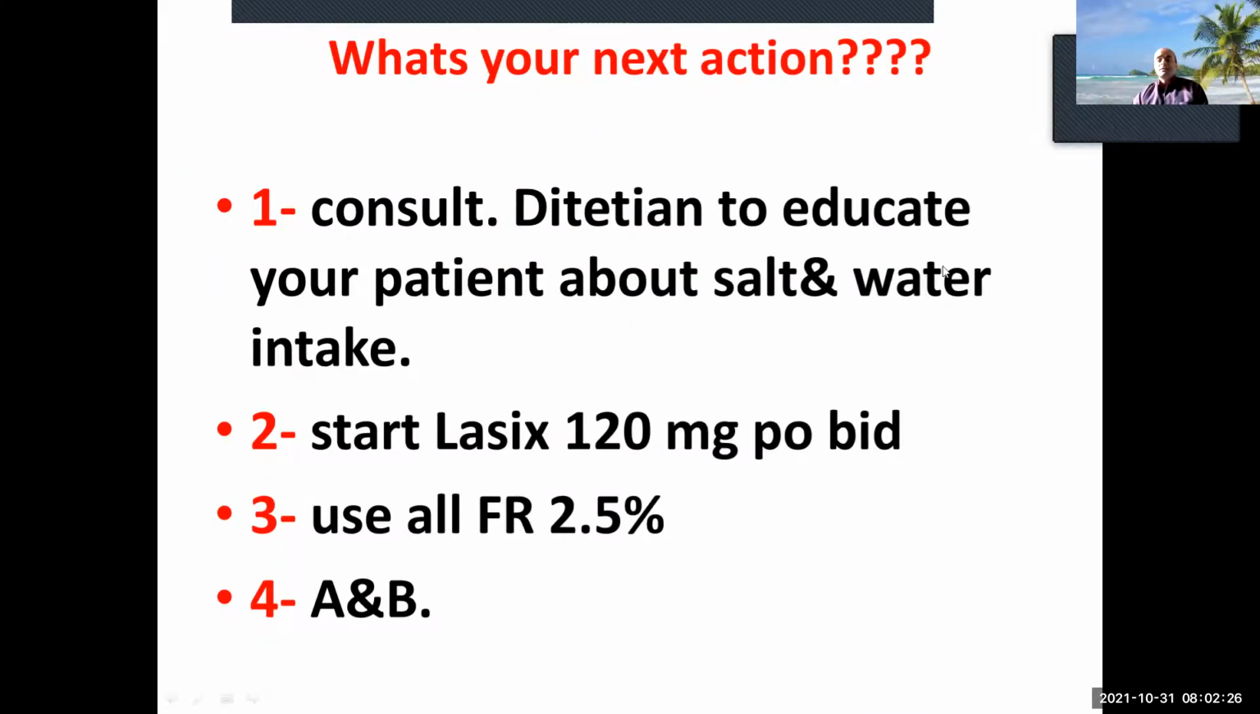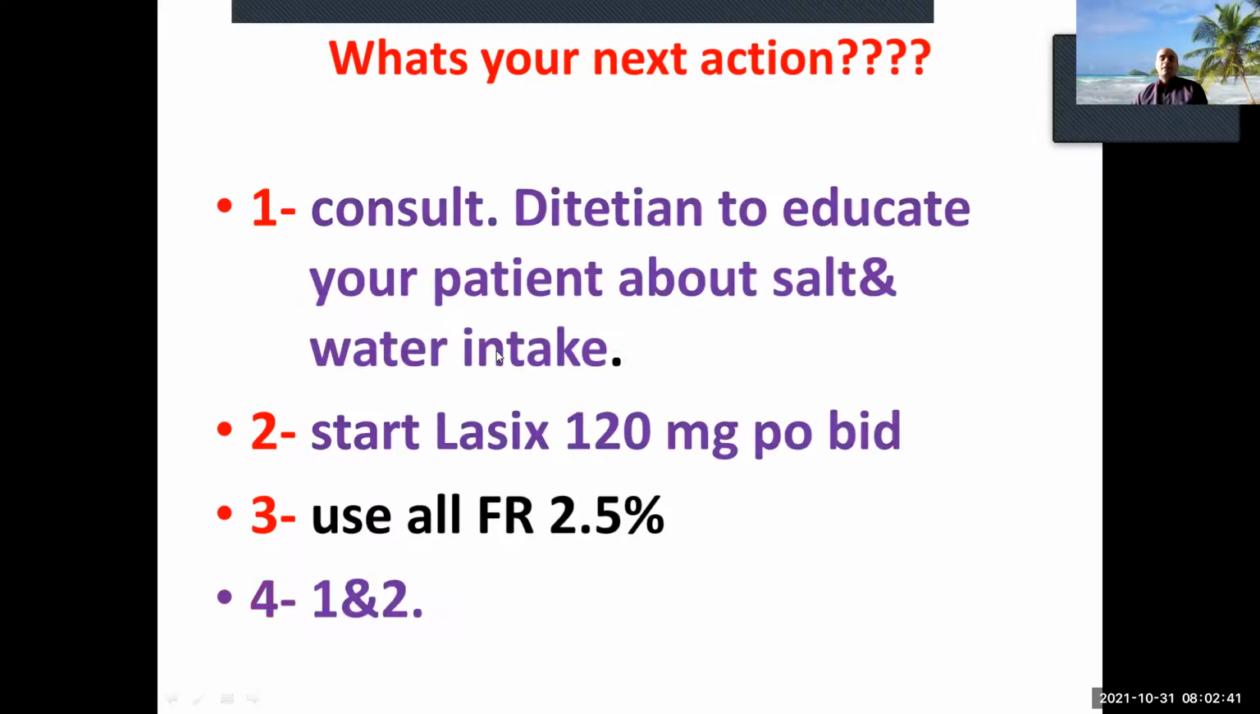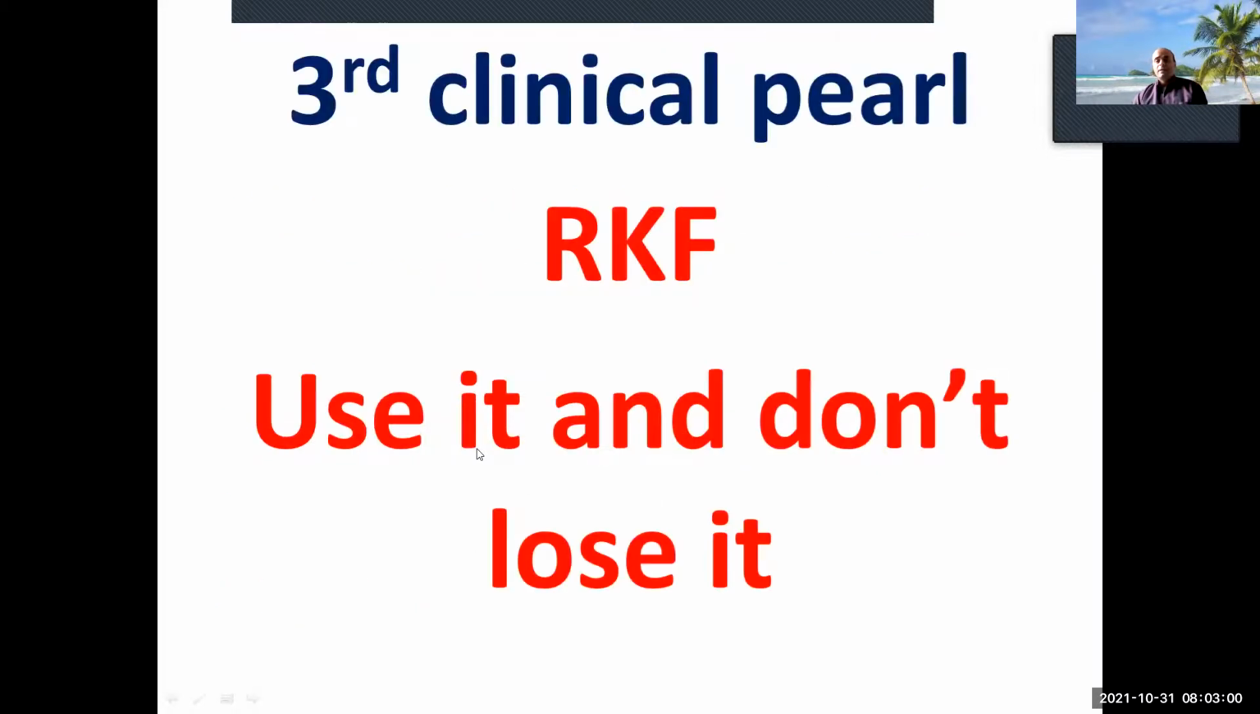You will consult a dietitian to educate your patient about salt and water, or you will start Lasix, or you will use all fluid regimen 2.5%, or A and B, or 1 and 4. I think my answer here is to consult a dietitian to educate your patient about salt and water intake. This is number 1. Any patient with volume overload, lower limb edema, hypertension, shortness of breath, you should check his diet for salt and water, consult nutrition, and start Lasix for him. Then the third clinical pearl.